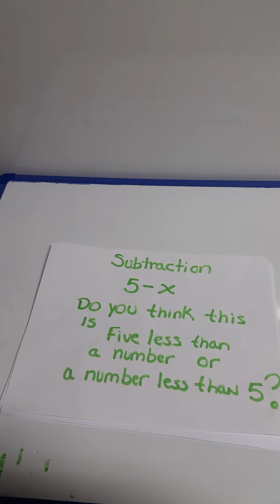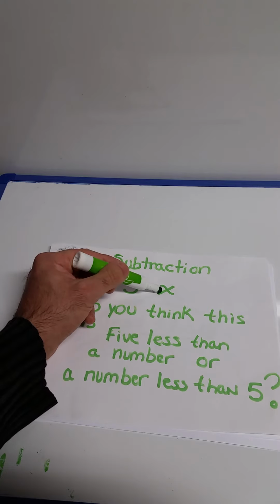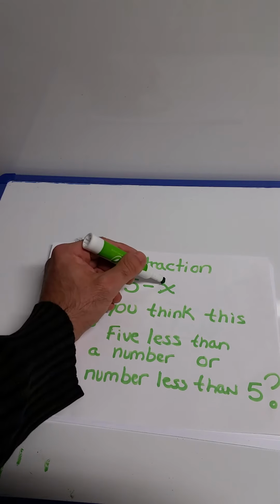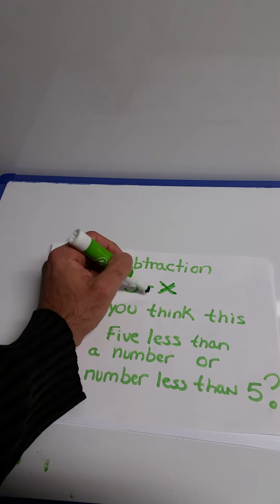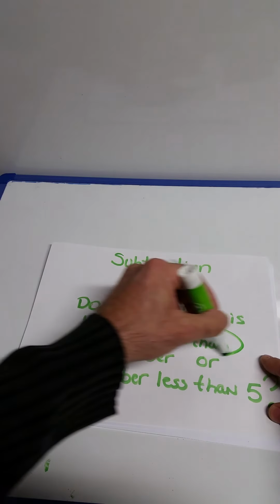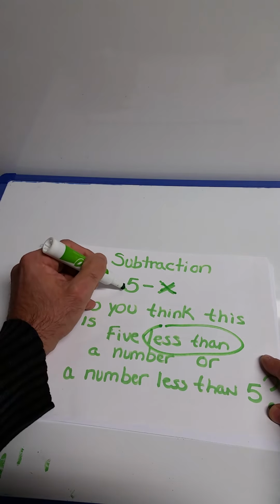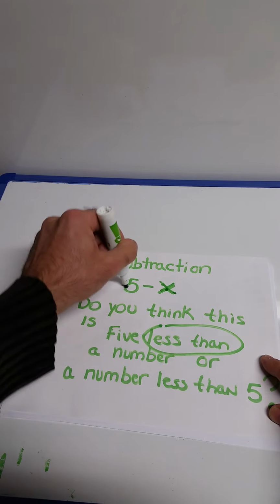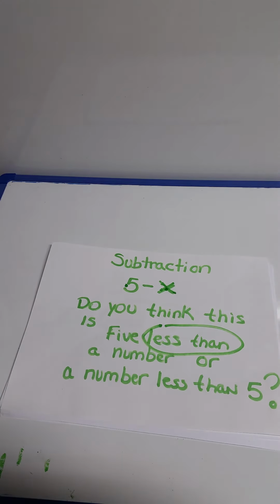Do you think this is 5 less than a number? Or is it a number less than 5? What do you think? This is saying a number less than, again the key word is less than 5. It's not 5 less than a number. A number less than 5. So the key word here is to look at less than.